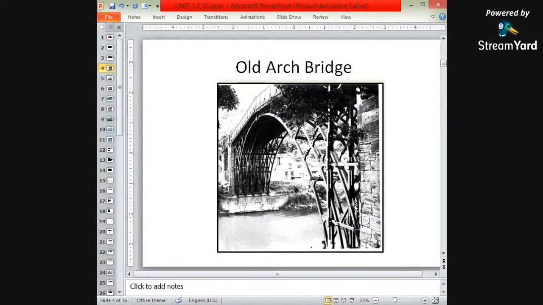It is just an example of an old arch bridge, which is made with the help of steel structures. So this old arch bridge has been made with the help of steel structures.